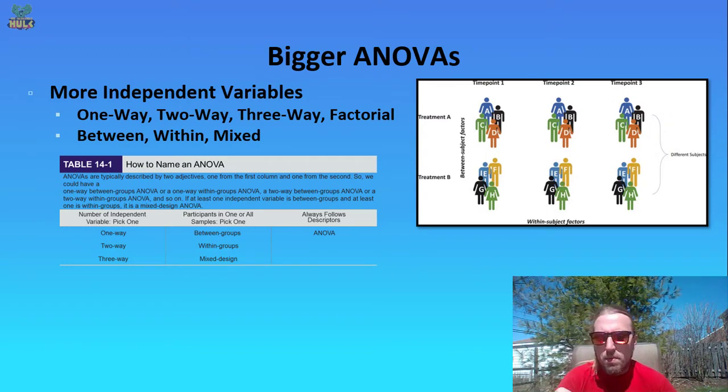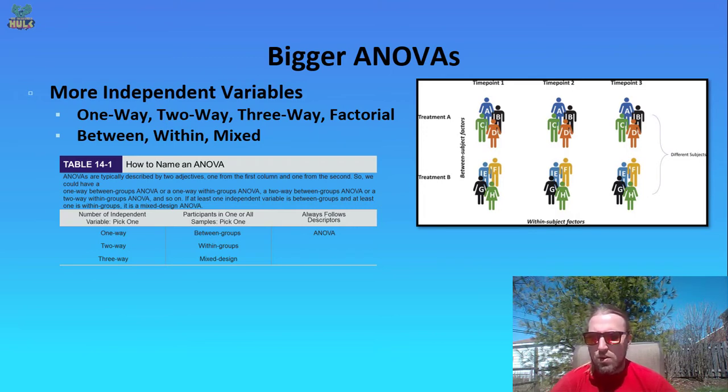Okay, so I said ANOVAs can be huge, right? We can have one-way ANOVAs, two-way ANOVAs, three-way ANOVAs. Once we have more than 3 independent variables, we tend to start referring to them as factorial ANOVAs. We can then still have a completely between groups ANOVA, where all of our independent variables are manipulated between different groups of people, or we might have an entirely within groups ANOVA, where our multiple independent variables are manipulated within a singular group of individuals.